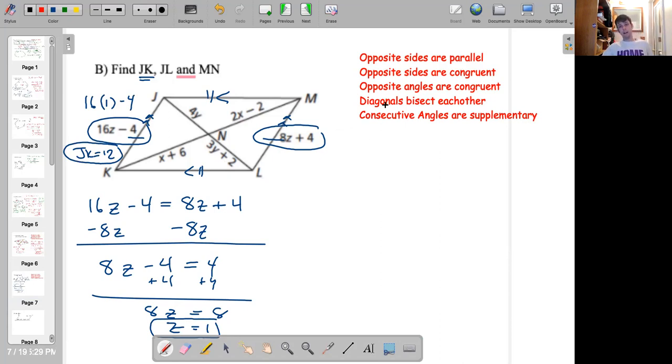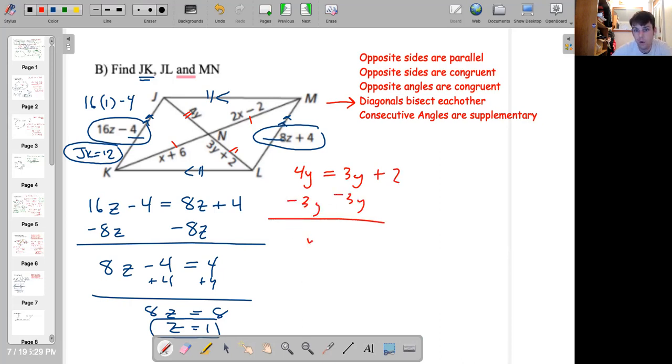Again, the other property I'm going to be using here is that the diagonals bisect each other. So these pieces are equal, and these pieces are equal. Doesn't really matter which one I do next. Let's just go for the y's next, because why not? So 4y equals 3y plus 2. Subtract 3y on both sides, and I get y equals 2. Pretty easy there. y equals 2.